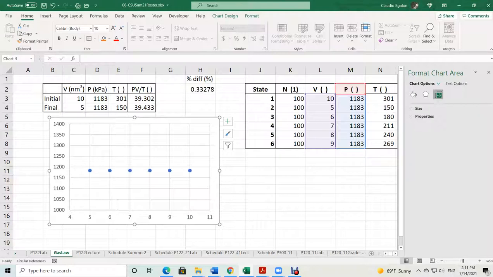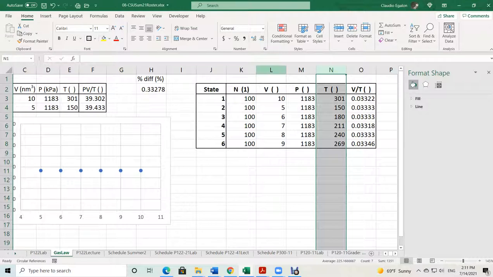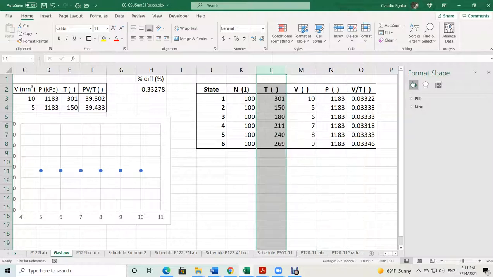Now let's do the second one that's more important. The second one, we want the volume on the vertical and the temperature on the horizontal. To get that, the temperature must be to the left of the volume. So I'm going to cut this column and insert it to the left of the volume. Insert cut cell. Okay, and here you go.